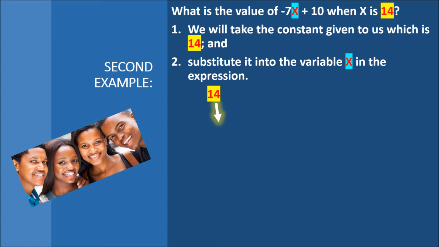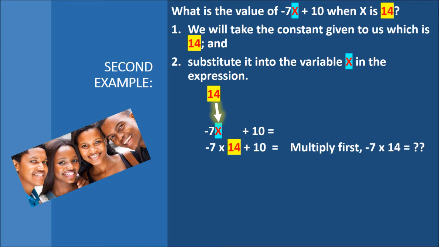So here's the second thing we're going to do. We're going to take that 14 and we're going to substitute it into the variable x in our mathematical expression. So here's my 14, here's my mathematical expression, negative 7x plus 10. And I'm going to put that 14 in for x. But remember, negative 7x really means negative 7 times x. So when I actually substitute, I get negative 7 times 14 plus 10.